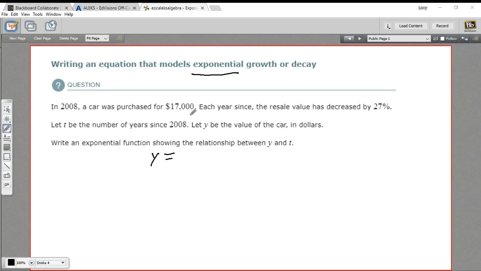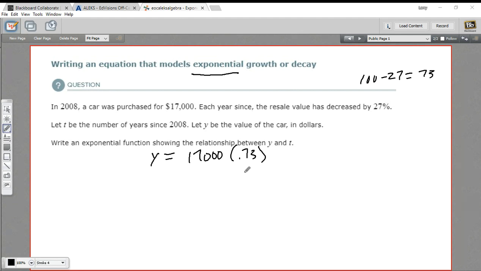First, let's just think about what the car is worth after 1 year. So you paid $17,000 for it, and then it decreases by 27%. So one way to get that would be to take 0.27 and multiply it by 17,000 and then subtract that. But another way would be to subtract the 27 from 100. We'd get 73. So we can say the car is worth 73%. So for that first year, we could just take 17,000 and multiply it by 0.73. That would give us the value of the car after 1 year.